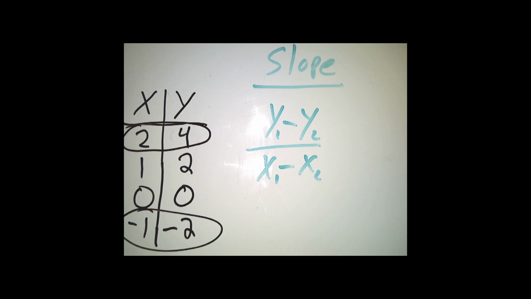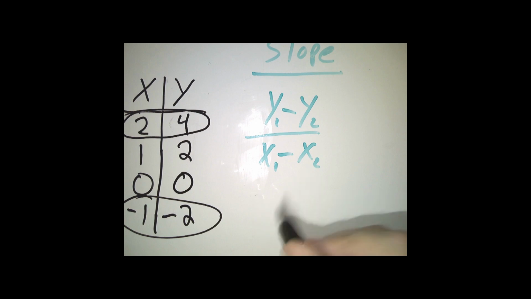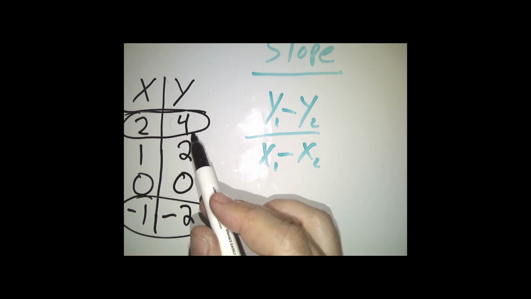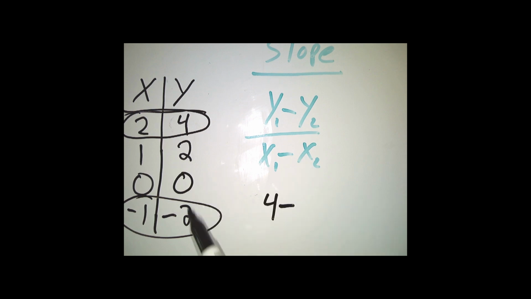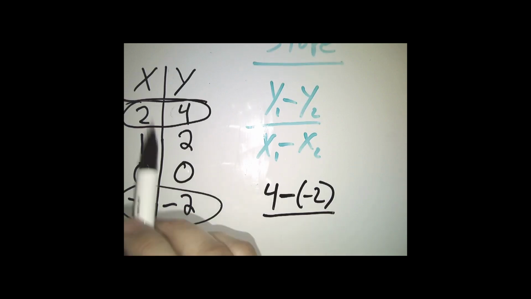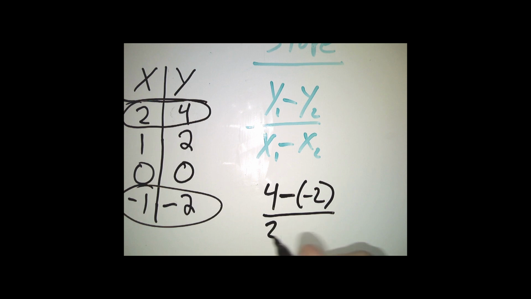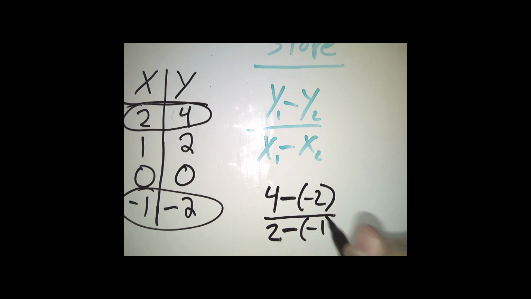So what we're really doing here with all of this, we are taking the difference in the 2 y values divided by the difference in the 2 x values. So let's see how this looks one more time. So if I take the first ordered pair, my y value is 4, so that's going to go here. 4 minus the next y value, which is negative 2, divided by my first x value, which was 2, minus my second, which is negative 1.